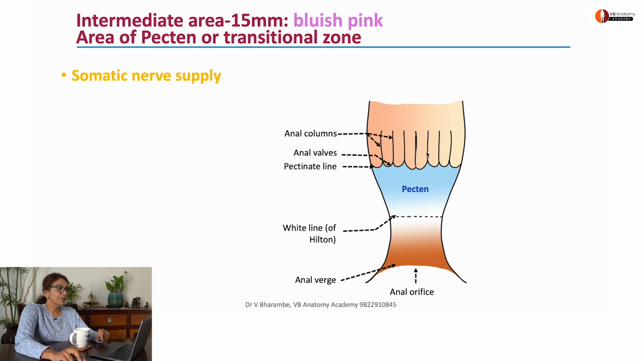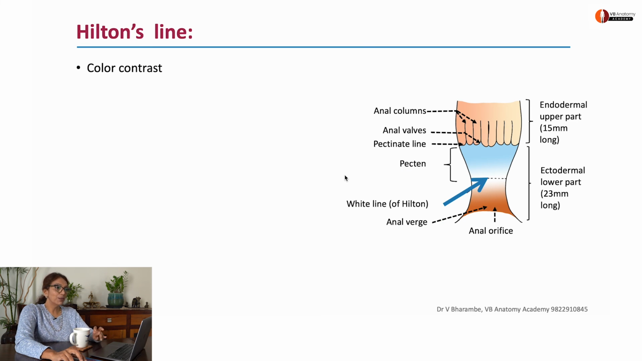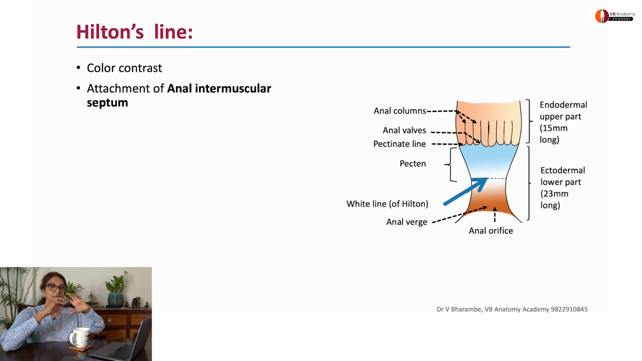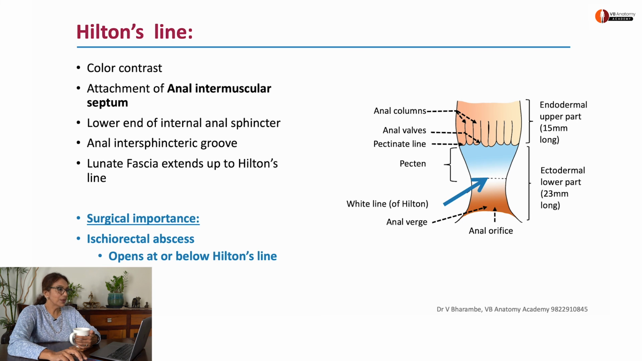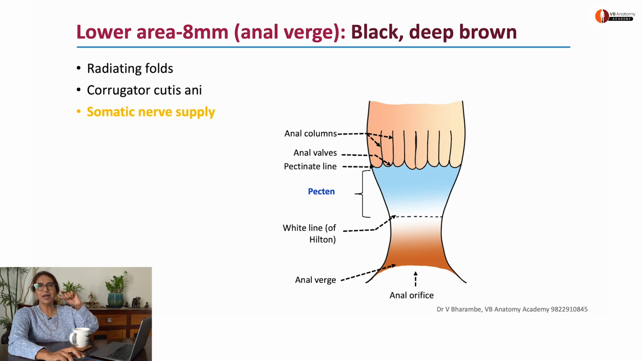Whereas the middle part, called the pecten, is bluish pink and has somatic nerve supply. The part above is plum red. The part below is bluish pink. And it is limited below by Hilton's line, also called Hilton's white line. Here you see a lot of color contrast between the lumen and the external skin. It's the point where the anal endomuscular septum is attached and it's the lower end of the internal anal sphincter. Surgical importance is that ischiorectal abscesses open below the Hilton's line. The lowermost part is barely 8 mm.